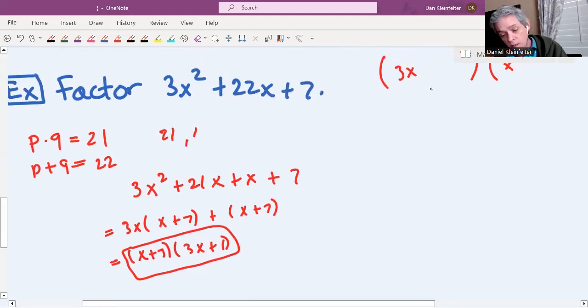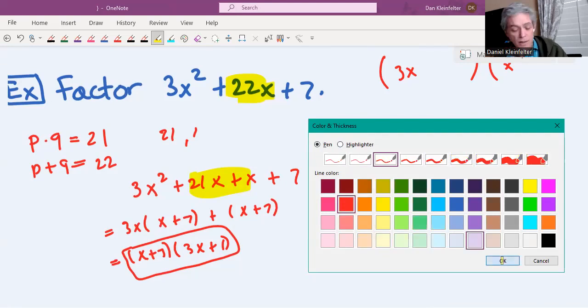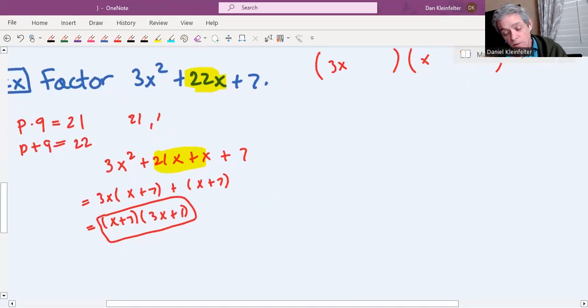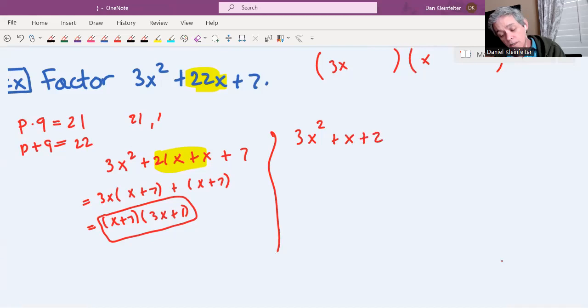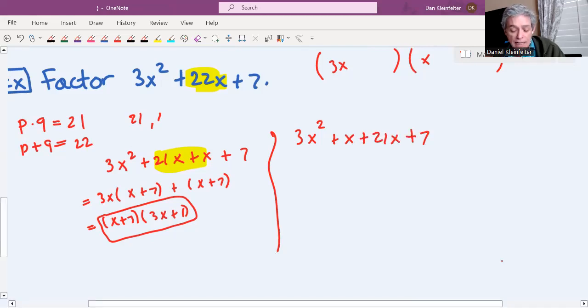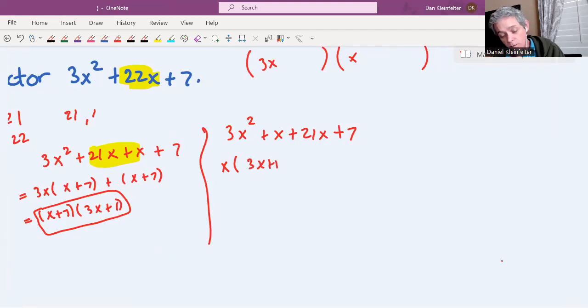So here, what we did was we split that 22x into 21x plus an x, and then factored by grouping. In case you were wondering, how did I know to put 21x first instead of the x? Let's see what would have happened if we would have written it the other way. 3x squared plus 1x plus 21x plus 7. If we had split it the other way, then my first two terms would have had a common factor of x, leaving 3x plus 1. The second two terms would have had a common factor of 7, leaving 3x plus 1.